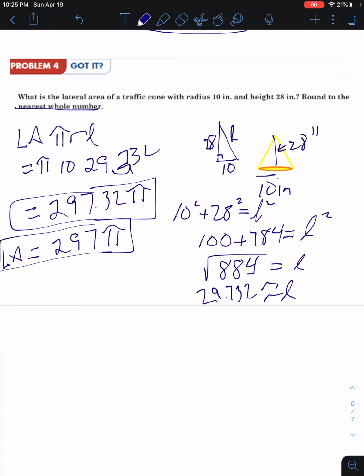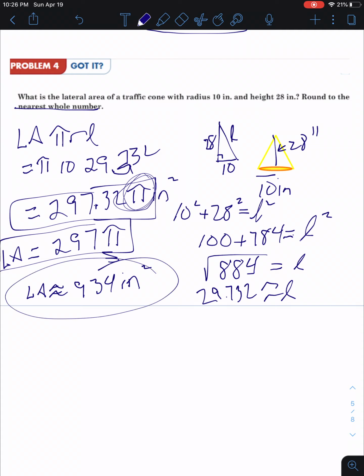Now, they did not say to use pi on this, so let's take it one more step. Let's take the pi as 3.14, and multiply those together. 297.32 times 3.14. Go ahead and just hit pi on your calculator and then round. My LA would be approximately 934 square inches. That would give us, rounded to the nearest whole number, 934 inches squared.